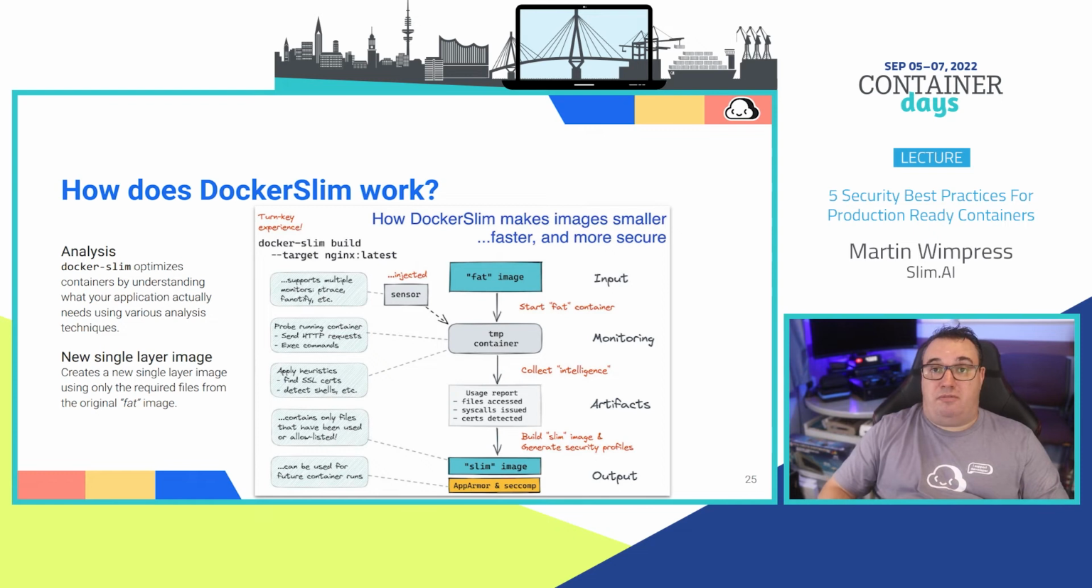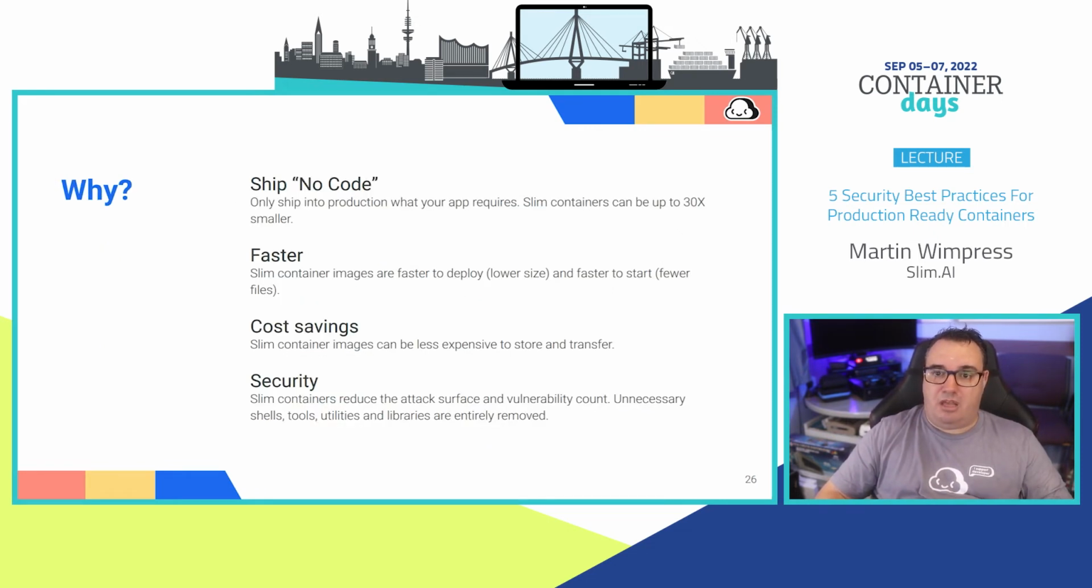There are a number of benefits to slimming containers. So, why should you bother? The adage is only ship into production what your app requires, and slim containers can be up to 30 times smaller. Slim container images are faster to deploy due to their lower size, and faster to start due to having fewer files. And slim container images can be less expensive to store and transfer.